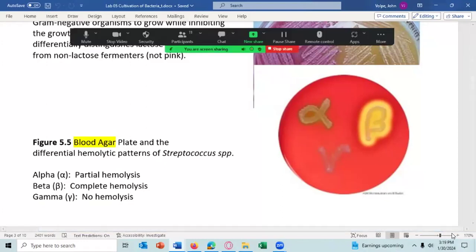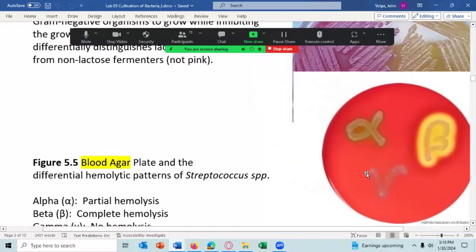Let me blow this up a little. So right here in the white, in the gamma, we have a white bacteria we streaked on the blood agar. And you can notice the red blood cells remain red all the way up to the bacteria. That's because this bacteria has gamma hemolytic activity, or gamma hemolysis. And that means that the bacteria does not lyse the red blood cells.